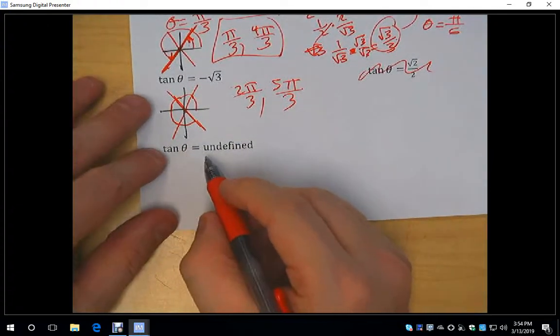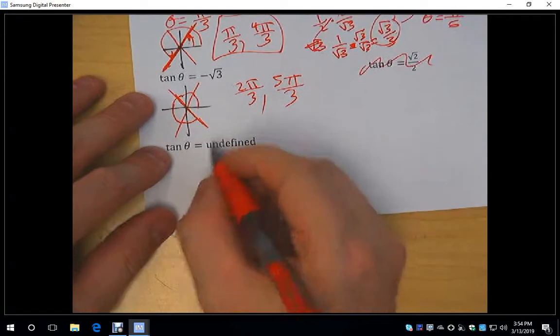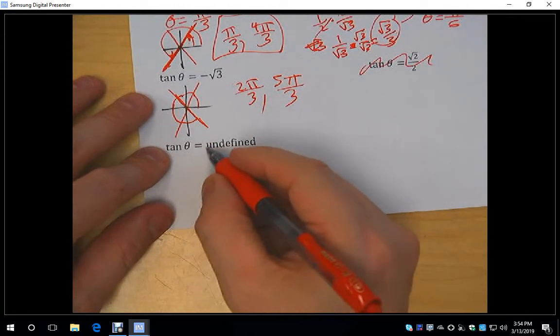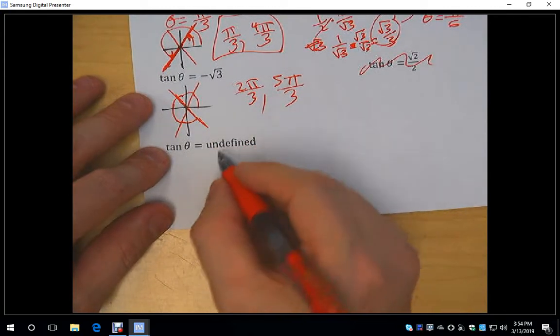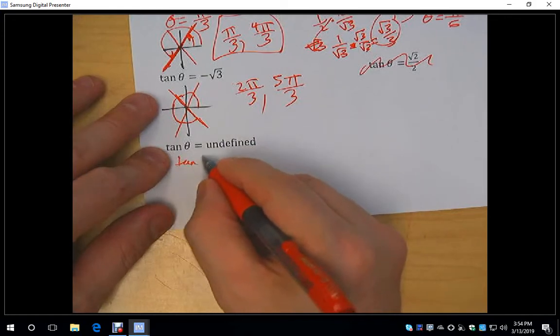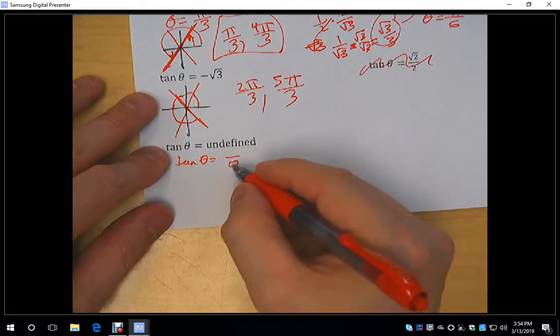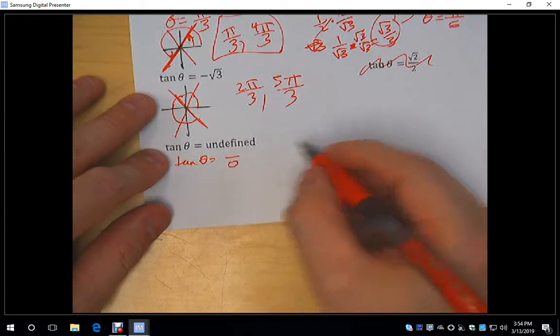So tangent theta equals undefined. Well, when is tangent theta undefined? Anything is undefined as far as the fraction is concerned when 0 is in the denominator. So I have something like tangent of theta equals some number over 0. Well, when does that happen? When is there some number over 0?